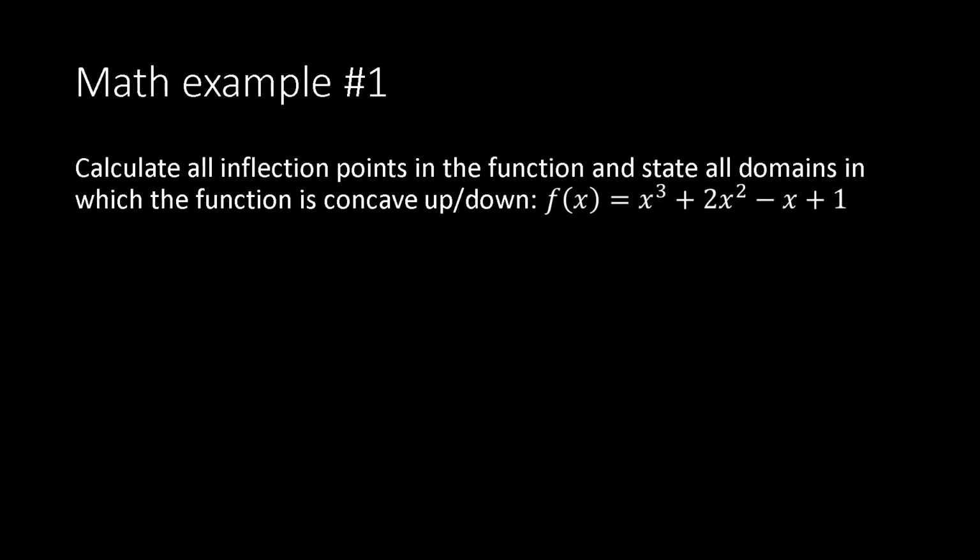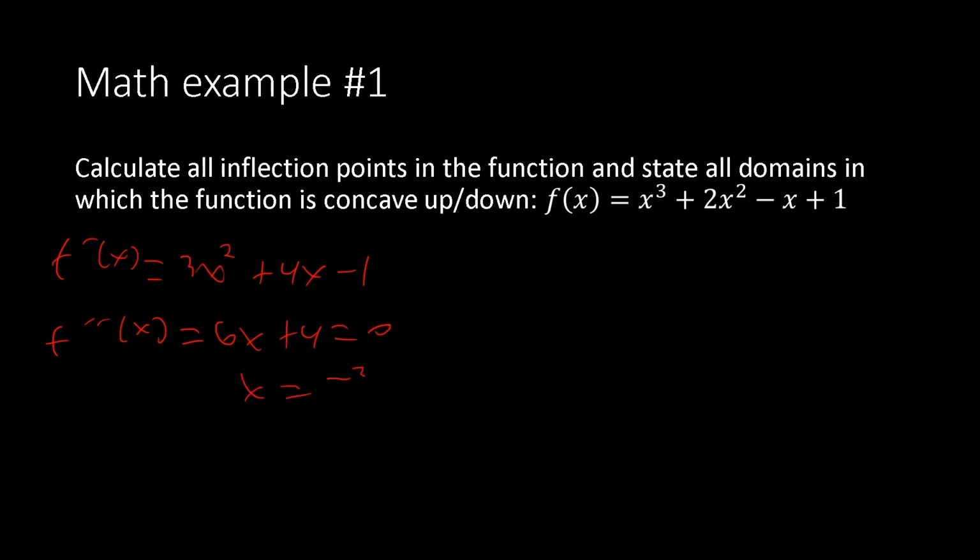Okay, now we're going to do this using math. Calculate all inflection points in the function and state all domains in which the function is concave up or down. So first we're going to find f double prime of x. So f prime of x equals 3x squared plus 4x minus 1. F double prime of x equals 6x plus 4. So we're going to set this equal to 0, and we find that x equals -2/3.